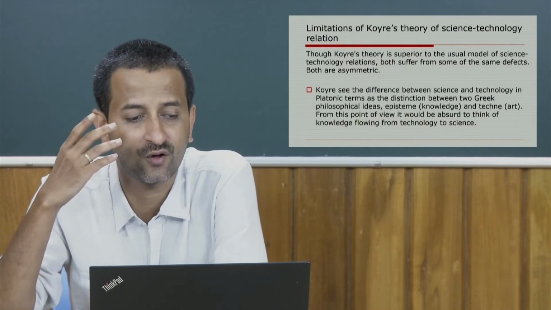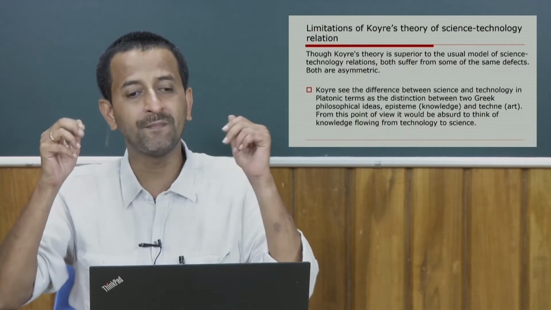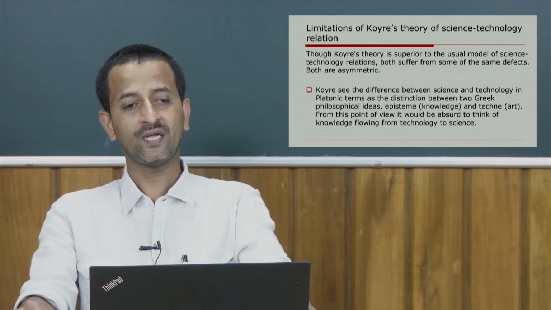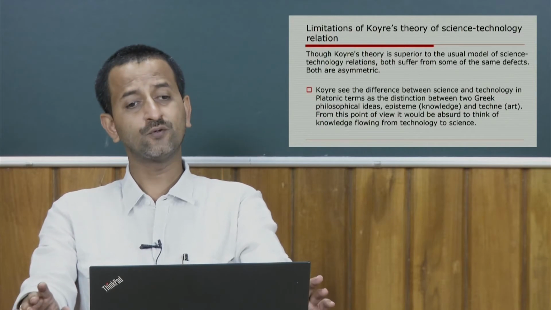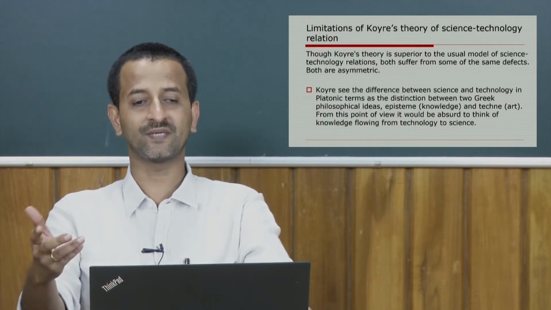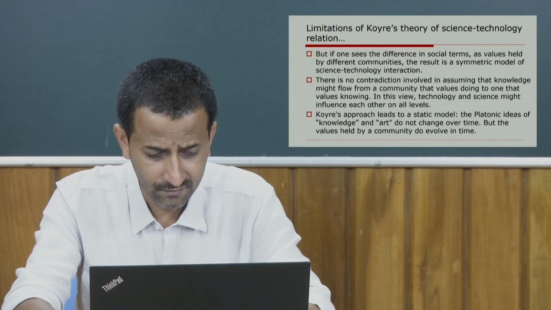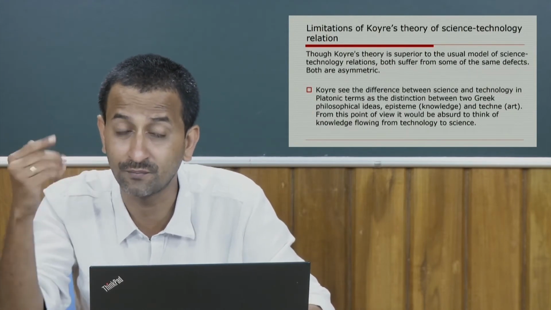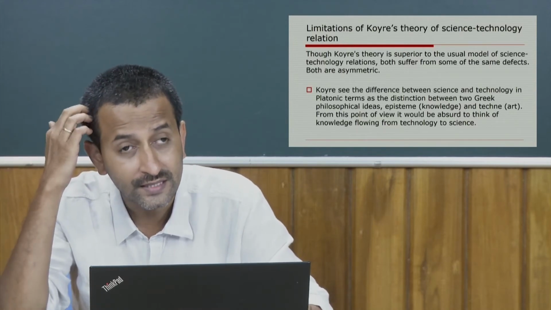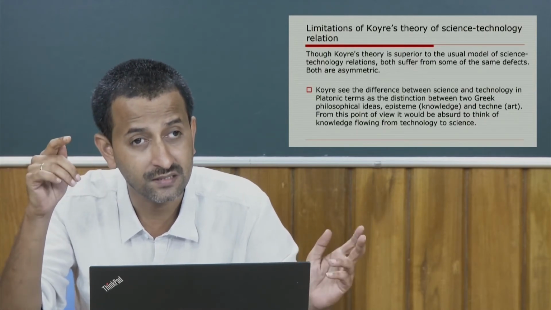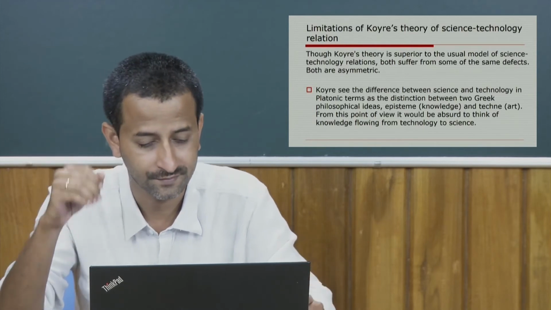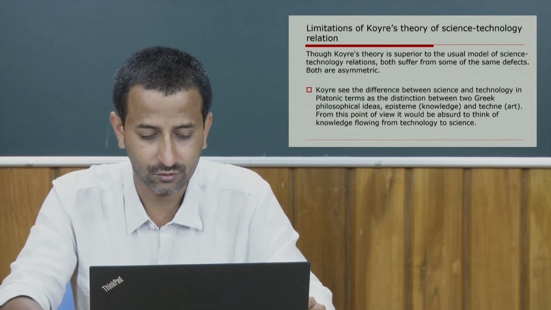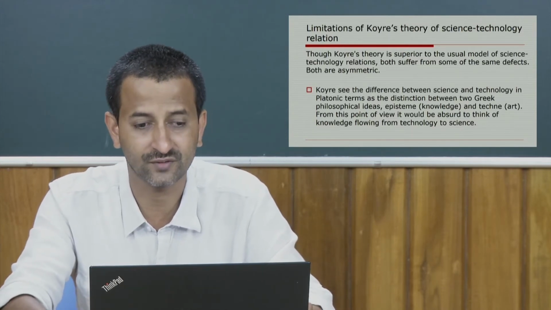as the distinction between two Greek philosophical ideas, episteme, that is knowledge, and techne, that is art. From this point of view, it would be absurd to think of knowledge flowing from technology to science. Episteme is knowledge, and epistemology, which we have already discussed, is the body of knowledge or theory of knowledge. Episteme is knowledge and techne is art, and from this point of view it would be meaningless to think of knowledge flowing from technology to science.